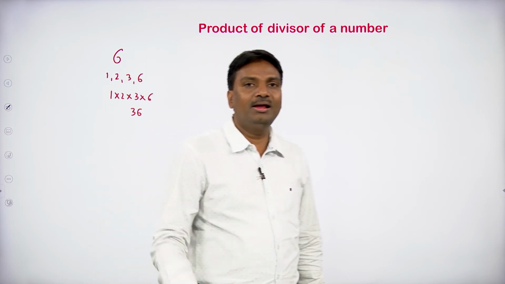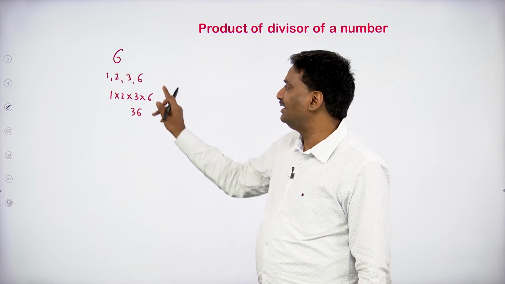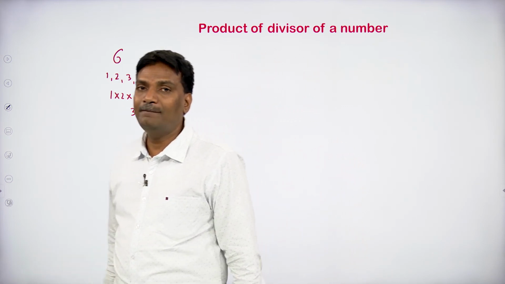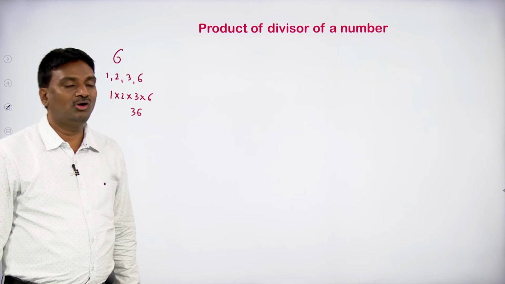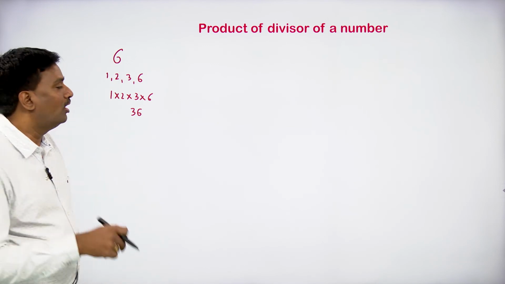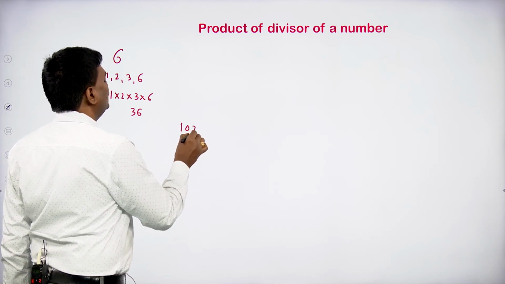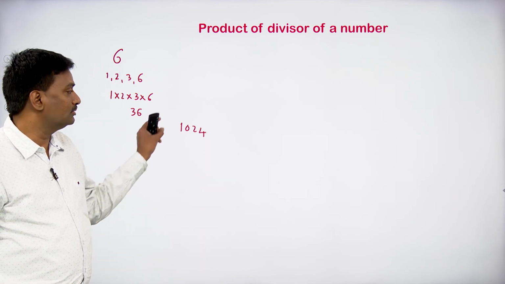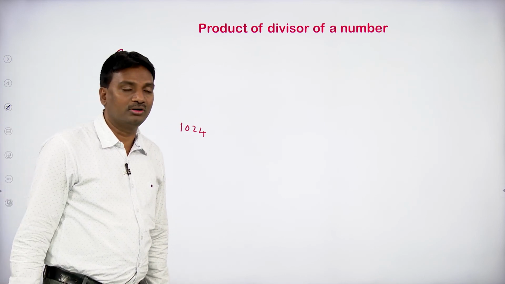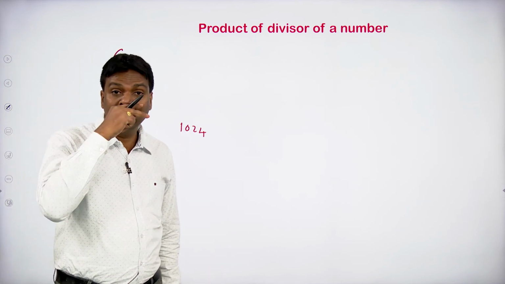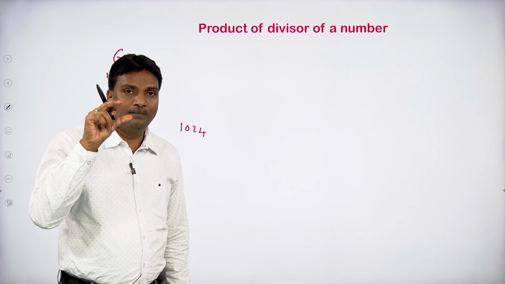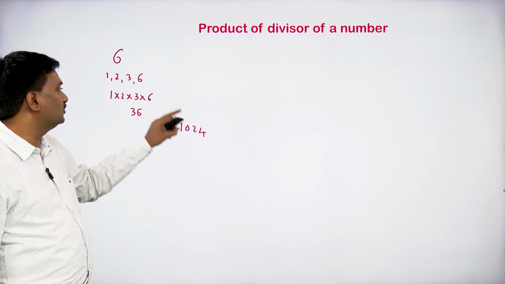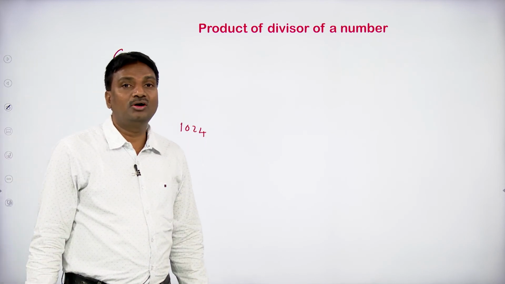So 6 is a small number, so that's why by writing all the divisors like this and multiplying them, we have gotten 36. When a big number is given, for example, if you have to find the product of all divisors of the number 1024, where 1024 is a large number, it is not easy to express the product of all divisors of 1024 like this. Here we have to use one formula.